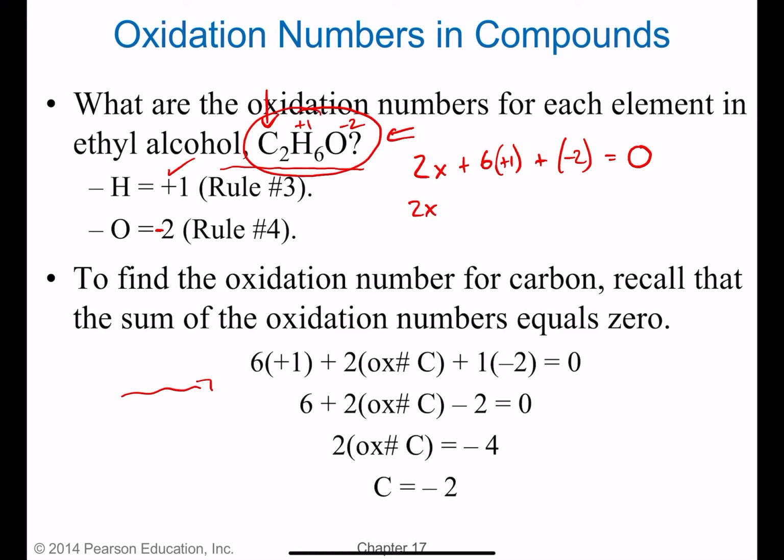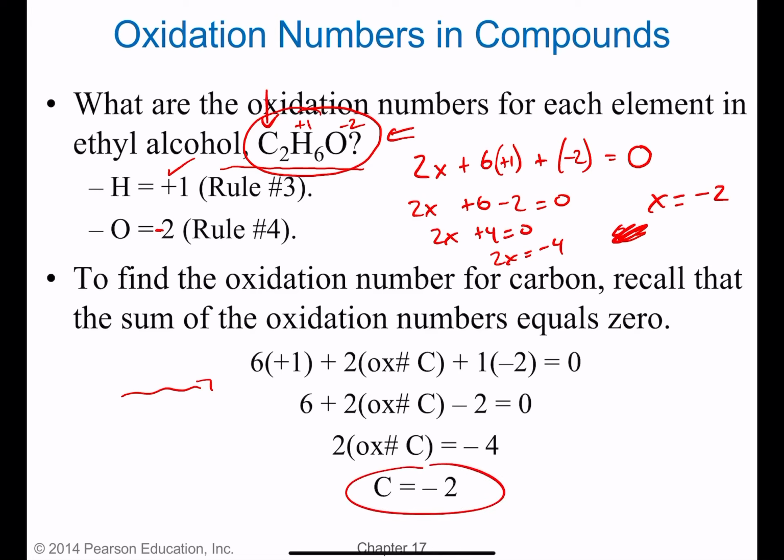So I basically have 2x plus 6 minus 2 equals 0. 2x plus 4 equals 0. 2x equals -4, and then x is going to equal -2, and that's the result that they got here. They just wrote it a little bit differently. So this is a strategy that you can use to figure out the oxidation state for any element in a compound. And the starting point is we started off following our rules. Hydrogen was +1, oxygen was -2, and then we set up our algebraic expression to figure out the rest of it.